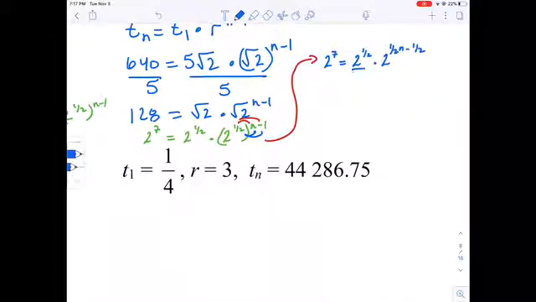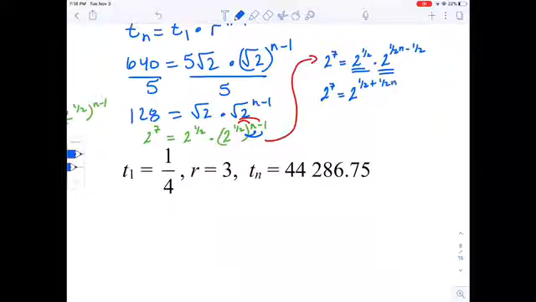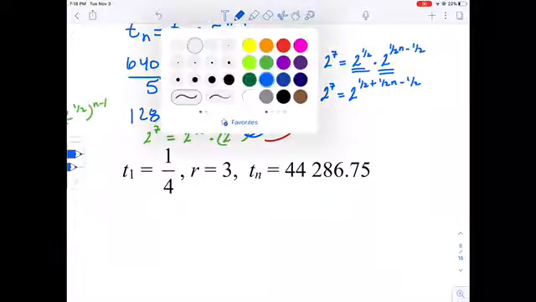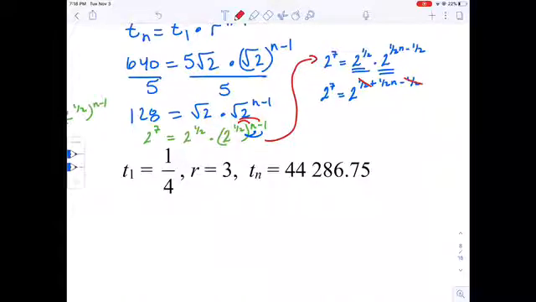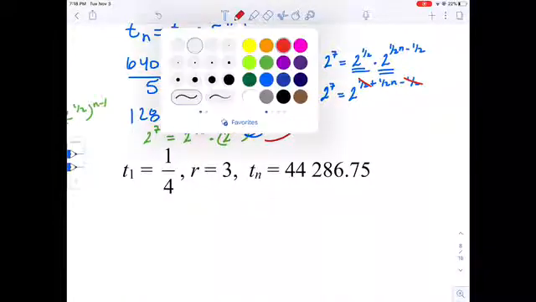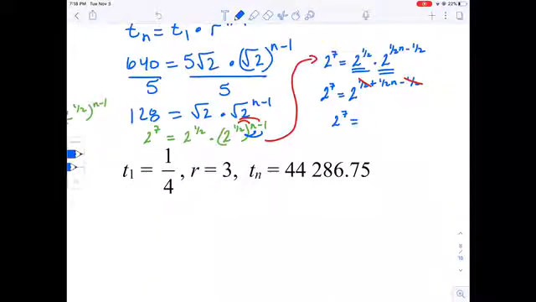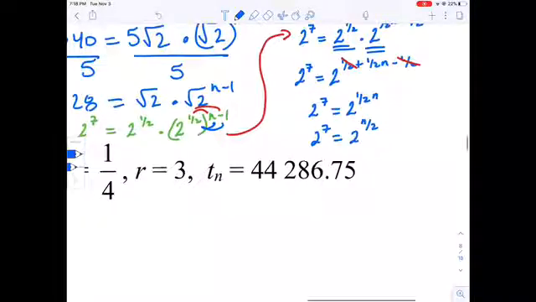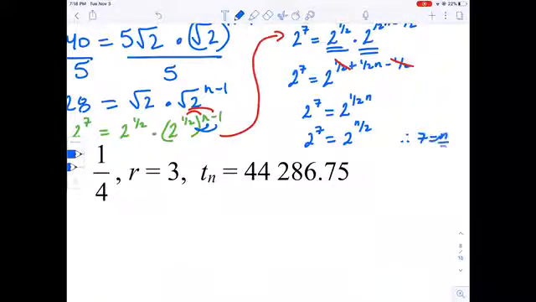And now I know on the right-hand side here, when I multiply two powers to the same base, we add the exponents. So our left-hand side remains 2 to the 7. Our right-hand side is going to be 2 to the power of 1/2 plus 1/2 n minus 1/2. The two 1/2s, positive and negative, those cancel. So we end up here with 2 to the power of 7 is 2 to the power of 1/2 n, or 2 to the power of 7 is 2 to the power of n over 2. So therefore 7 is equal to n over 2, and therefore n is equal to 14.